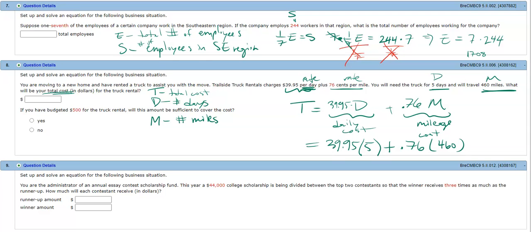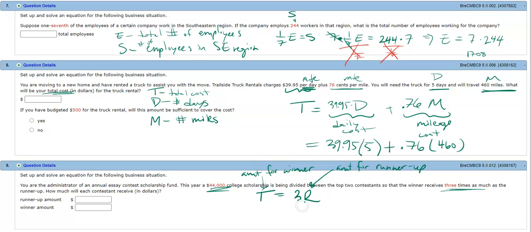On the next one, we have something about a scholarship fund. There is a $44,000 scholarship fund being divided between the top 2 contestants so that the winner receives 3 times as much as the runner-up. We want to find out how much they will each receive. So we know the top winner gets 3 times as much as the runner-up, and we can make an equation out of that. T is the amount for the winner, and R is the amount for the runner-up.